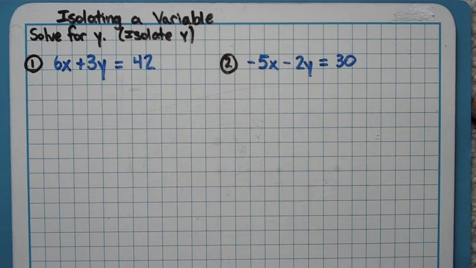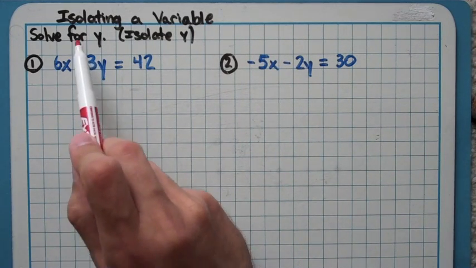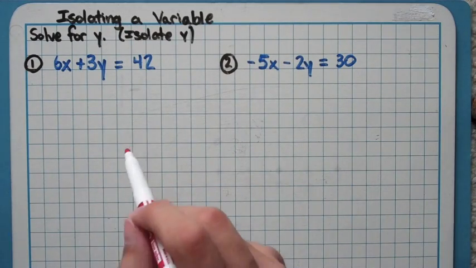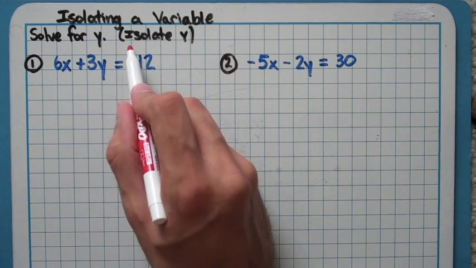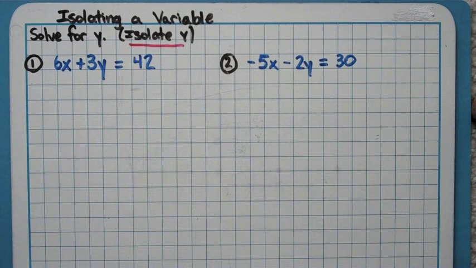So, first of all, I want to point out the title is Isolating a Variable. And the instructions say either solve for y or isolate y. Both of those mean the same thing. When you hear the word isolate, a lot of people probably think of isolation. Isolation kind of means that you're all by yourself. You're secluded somewhere and nothing else is around you.